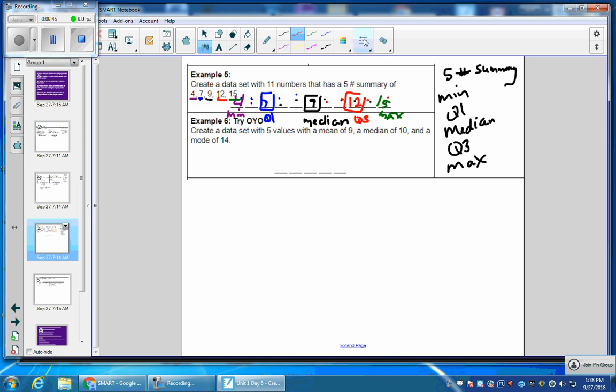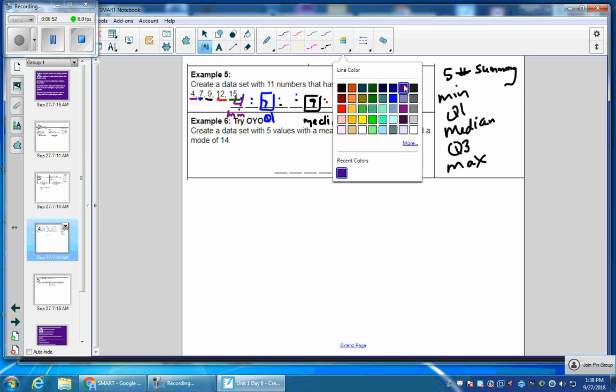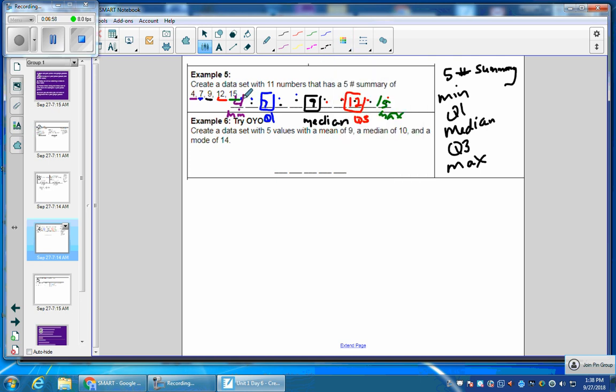Okay, now this is another example where you're going to have multiple correct answers here, so don't be worried if you don't think you got the right answer. Let's see, we're going to pick orange, we haven't used yet. So I just have to pick a number between 4 and 7 here to be able to be right. So I'm going to pick 5. I have to pick a number between 7 and 9 here. Well, the only number is 8.